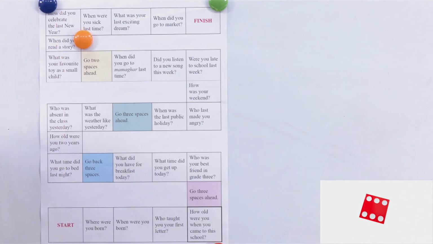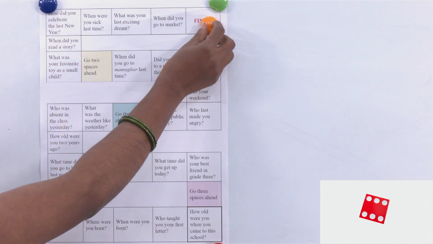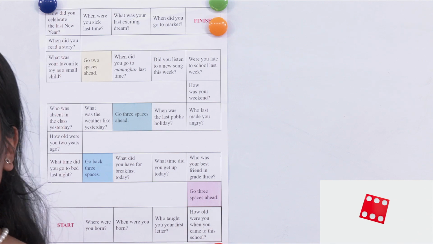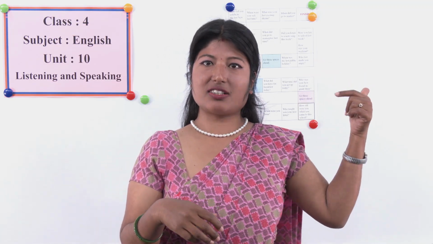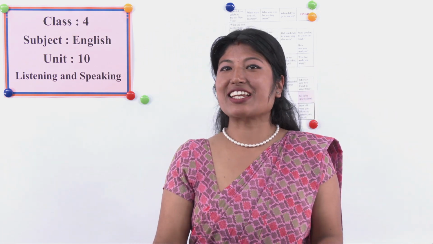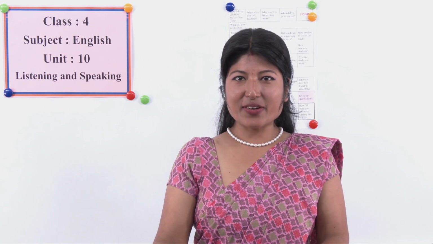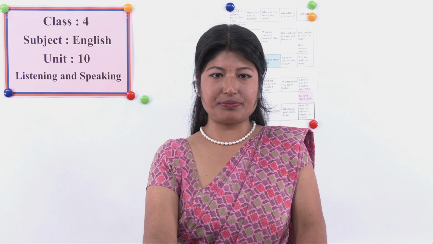So, rolling again, it is up to you, you will keep on rolling until you reach the finish point. So, two people can compete who goes to the finish point first. So, in this way, you can enjoy this game in your pairs. All right, okay, now let's see what is there next.